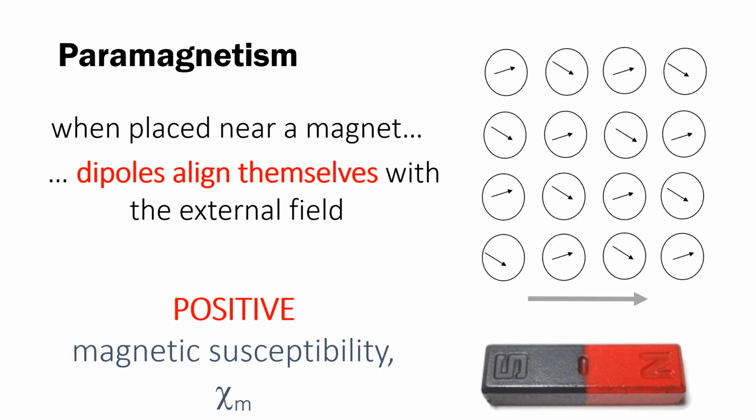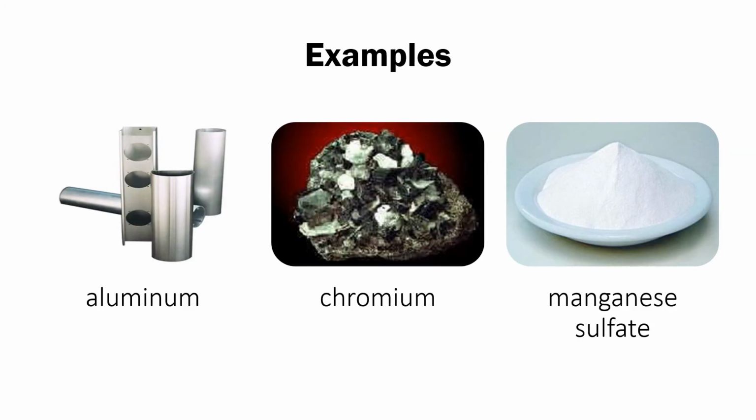So this is your magnetic field. Your magnetic moments aligned with your magnetic field. So paramagnetic materials are actually slightly attracted by a magnetic field. So you have examples like aluminum, chromium, and manganese sulfate.